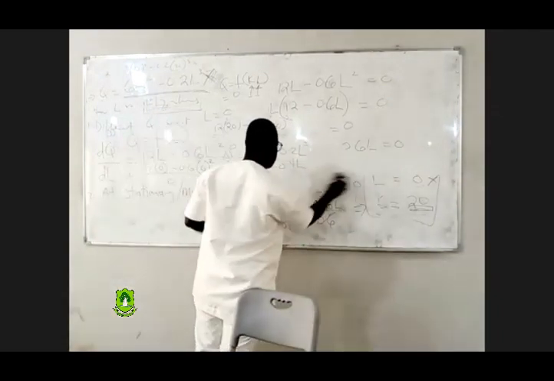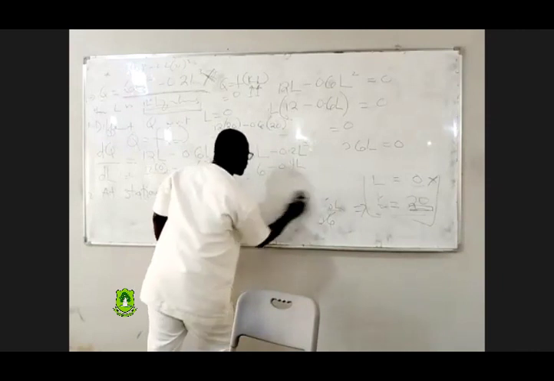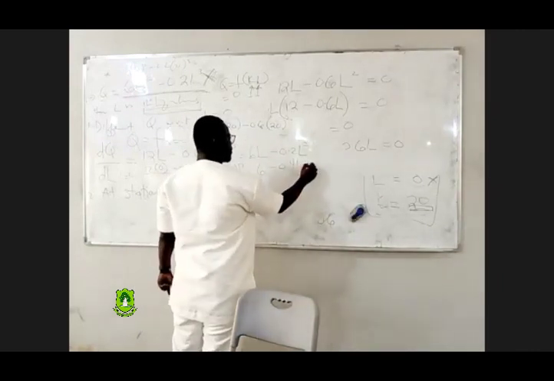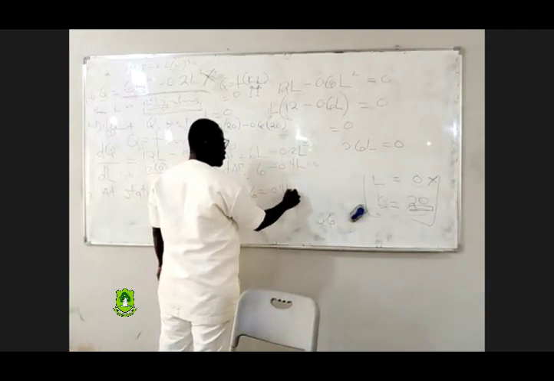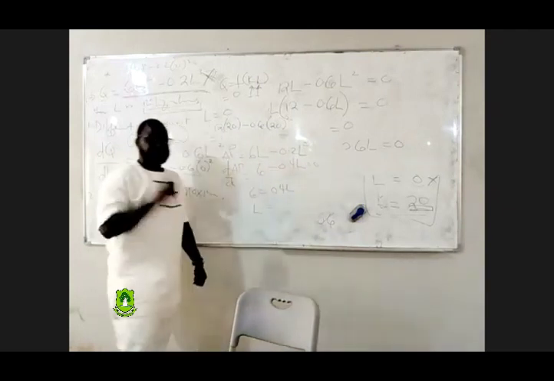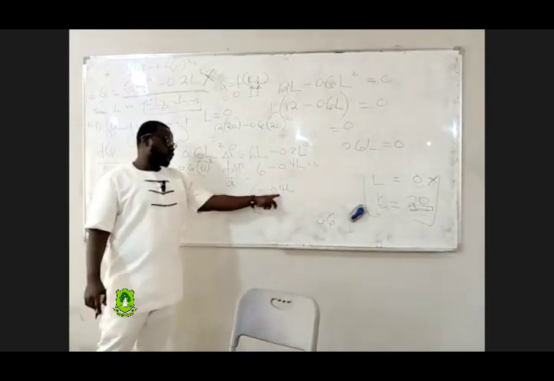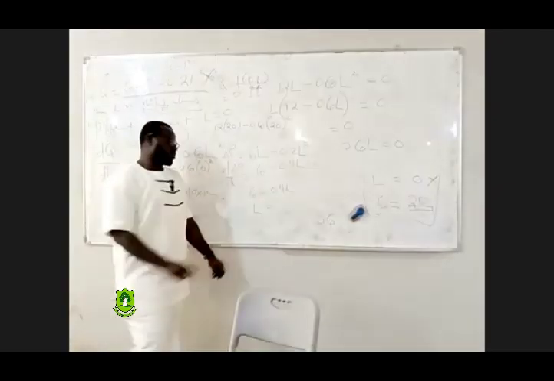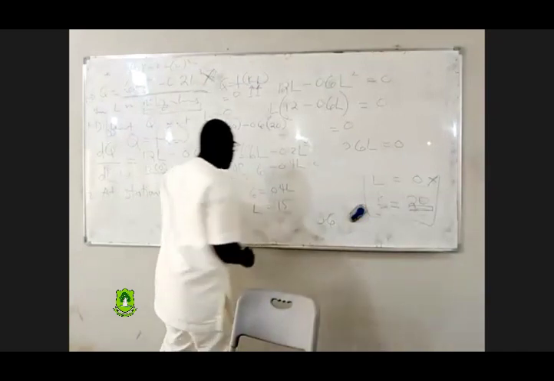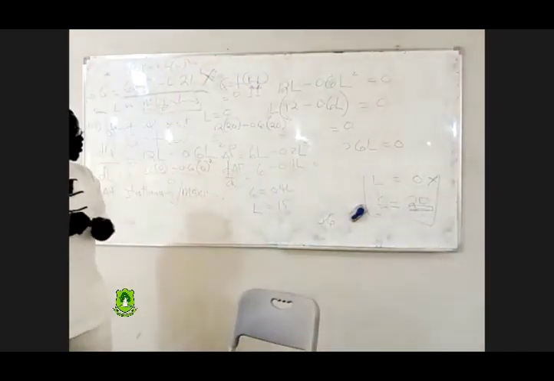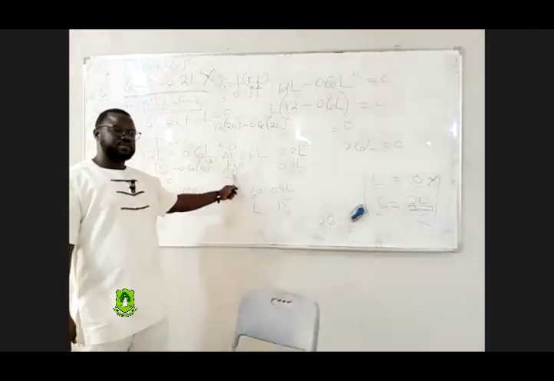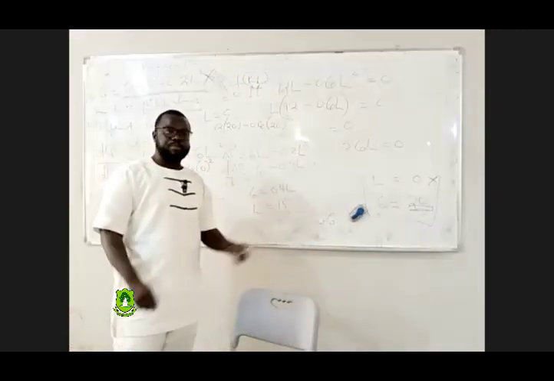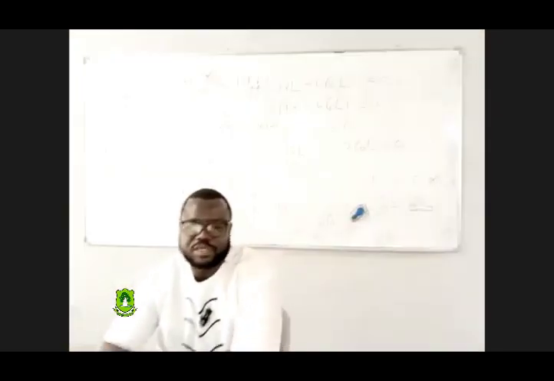At max, here also a stationary point. A stationary here will be 0. So you are going to have 6 is equal to 0.4L. So L will be equal to 6 divided by 0.4, which is 15. Okay, 15. So to be able to maximize the average product of labor, you should employ 15 workers. 15 workers. Any question?